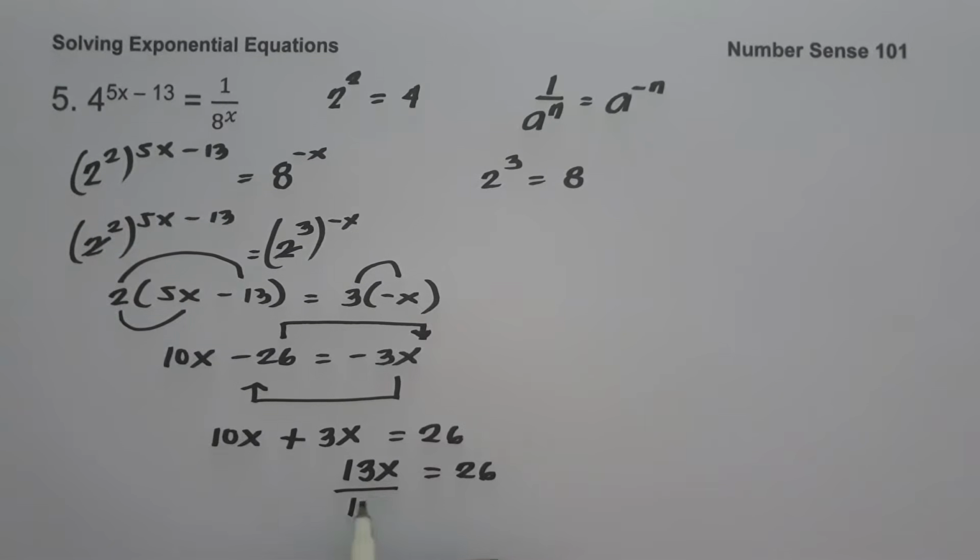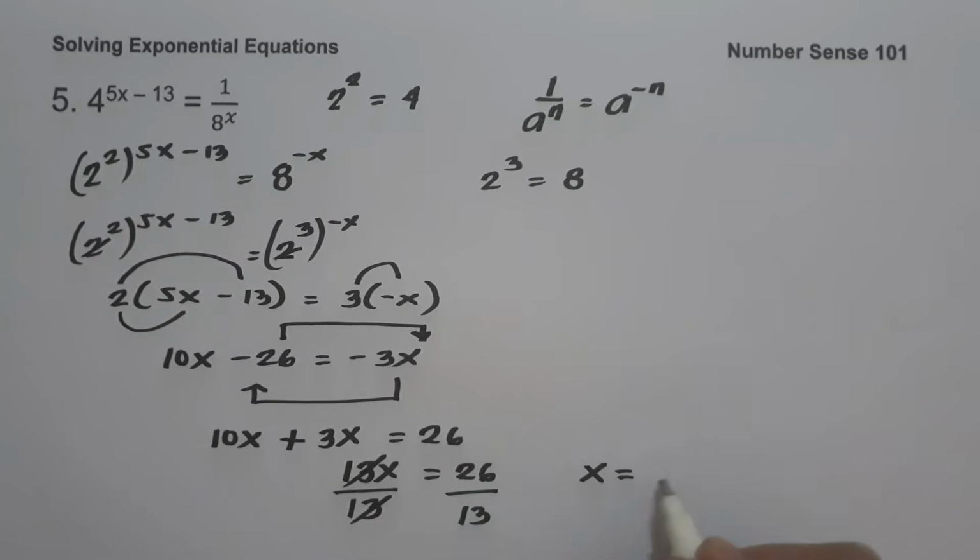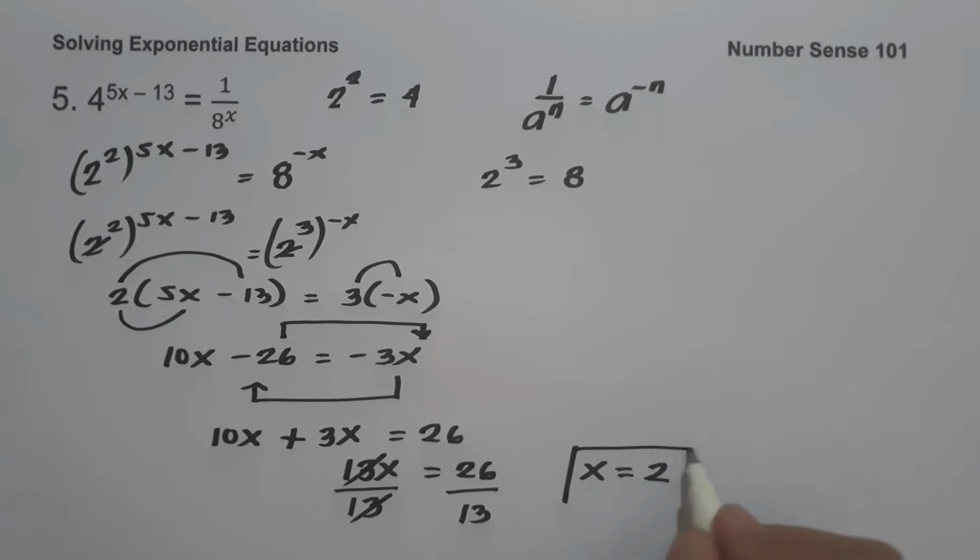Let us divide both sides by 13. Let us cancel this one. So the value of x is 26 divided by 13, which is 2. And this will be our answer.